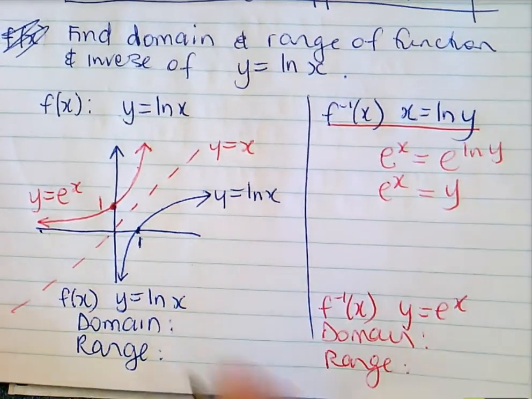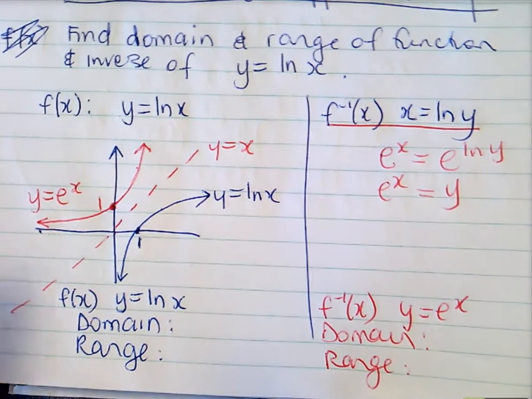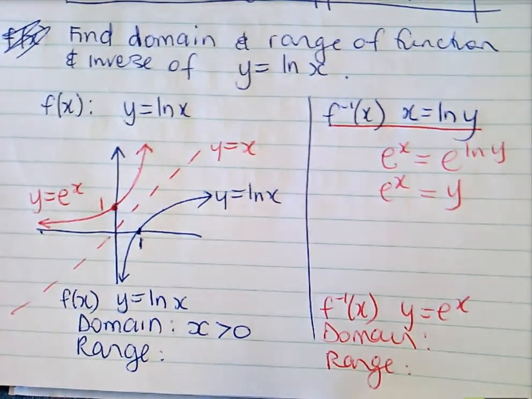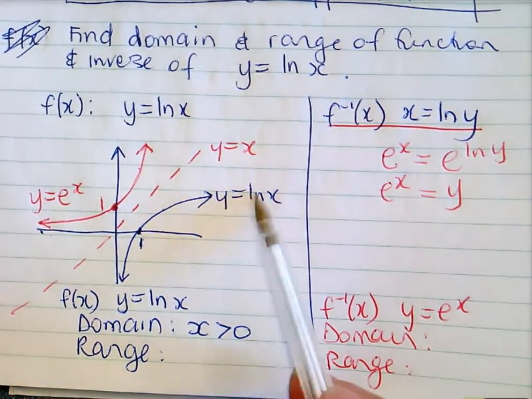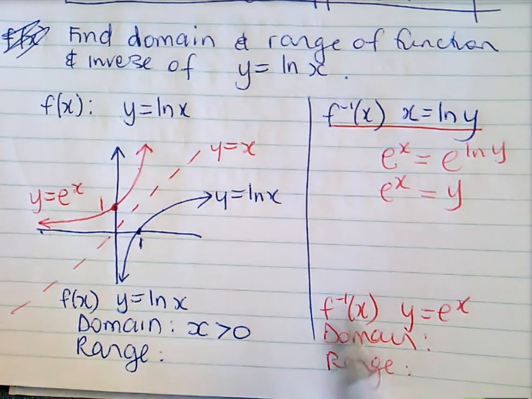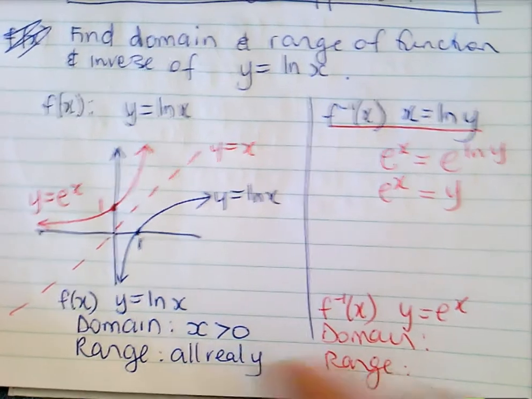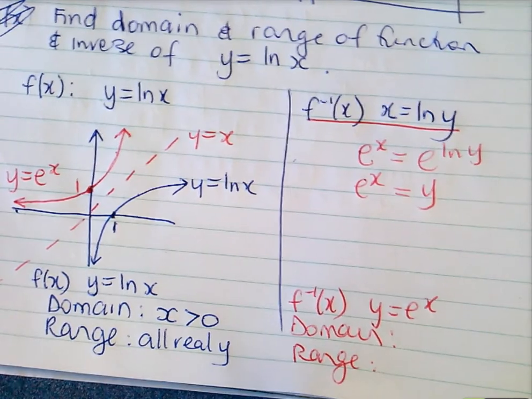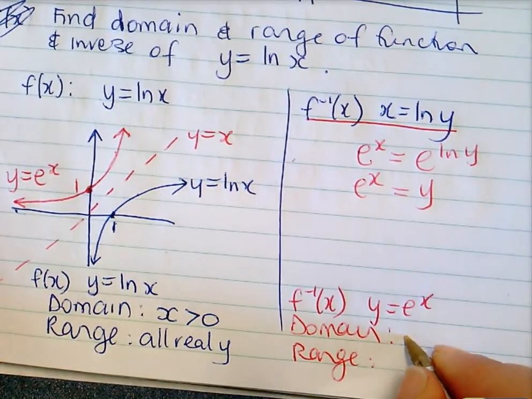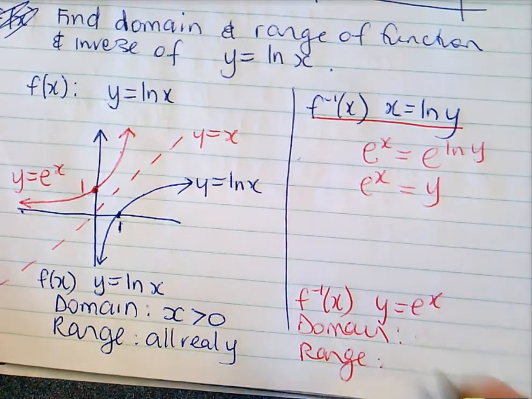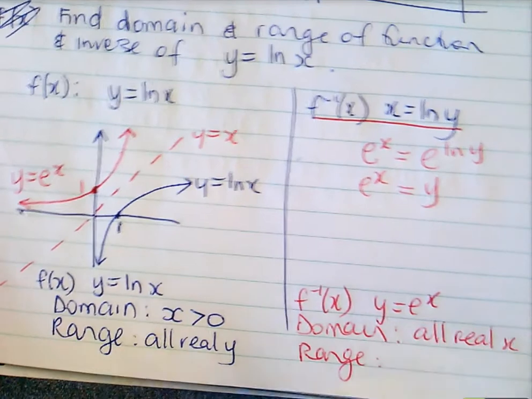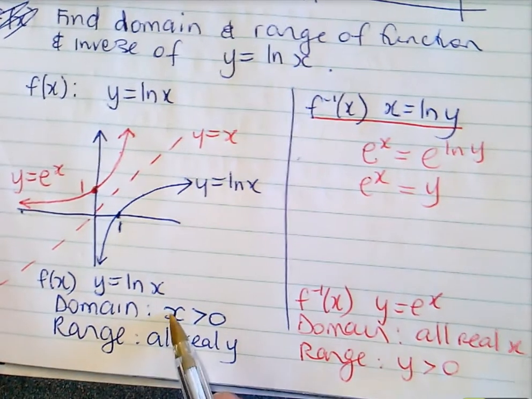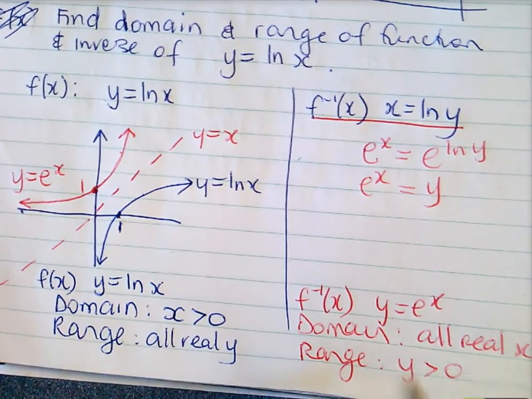Domain of y equals ln x. What is it? The x values are x greater than 0. Okay, what about the range of the blue one? All real y. It'll take a long time to get to high values of y, but it is that. So therefore, without even looking at the graph, what will be the domain of the red one? It should be all real x. We'll have a look at the graph in a minute. And the range should be y greater than 0. So we take this domain and change the x for y, and that will be the range.